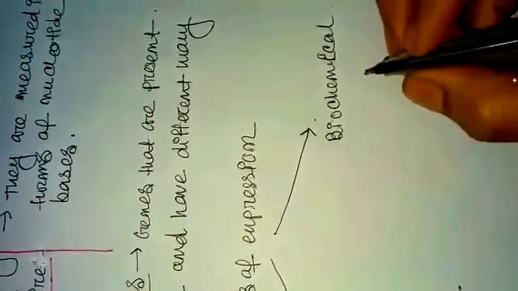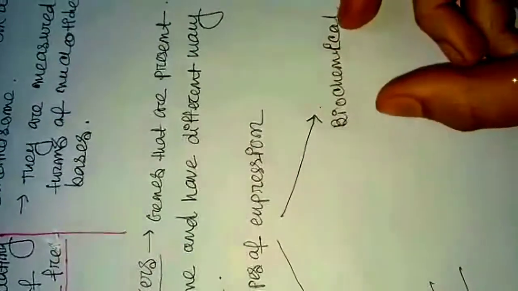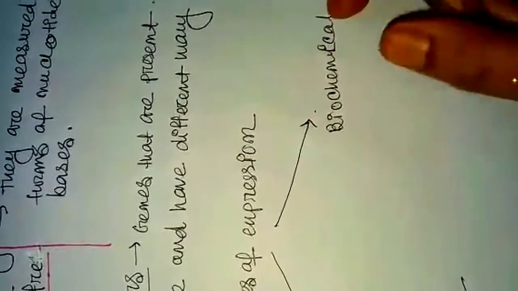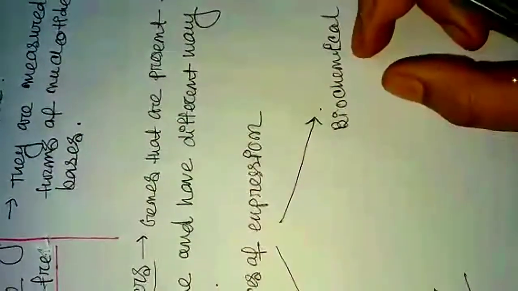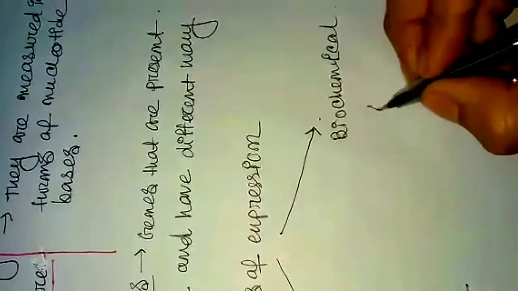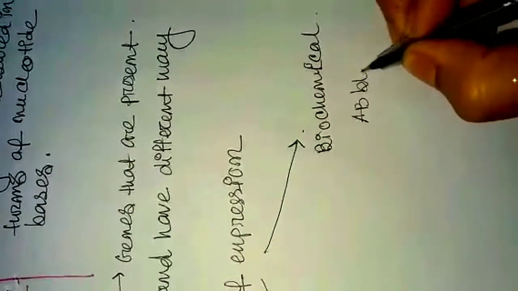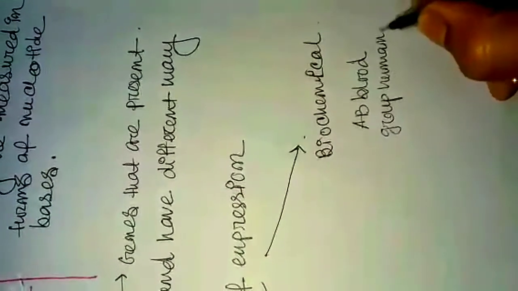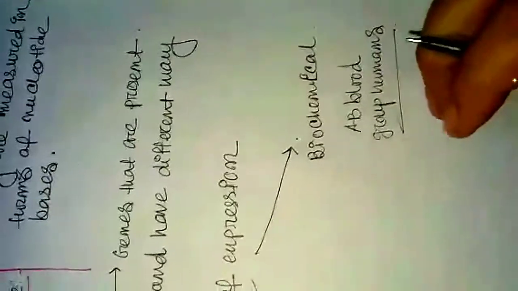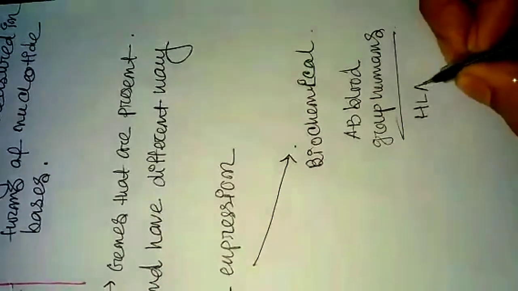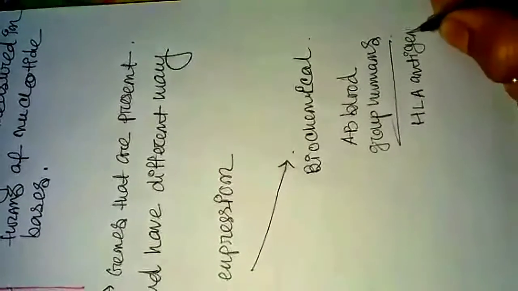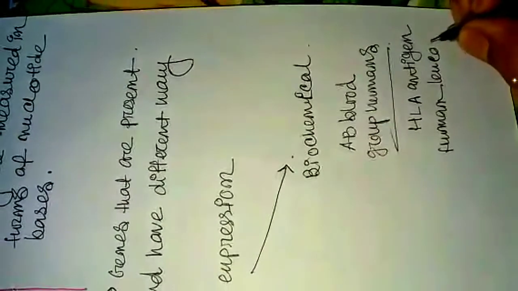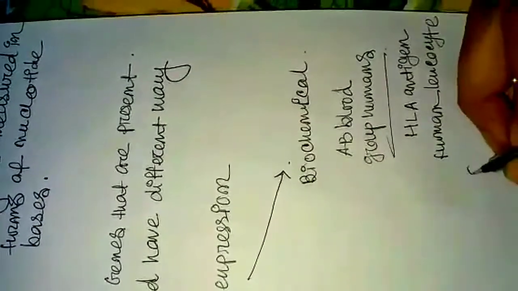And biochemical genetic markers. Sometimes these genetic markers show their effect or express themselves by some biochemical changes. For example, we are taking the AB blood group of humans. Here the genetic marker is the HLA antigen, that is human leukocyte antigen.